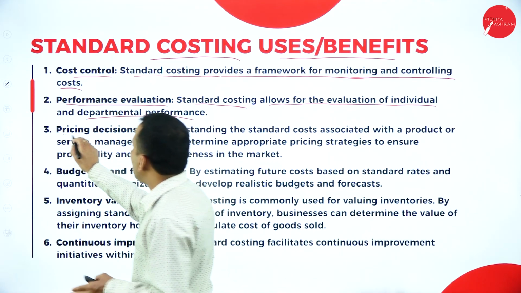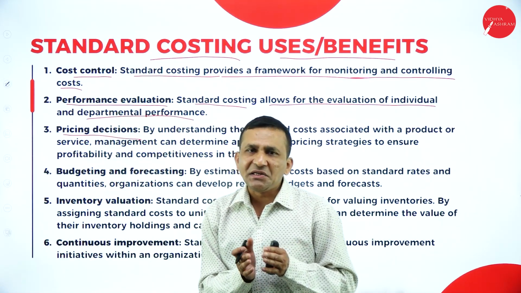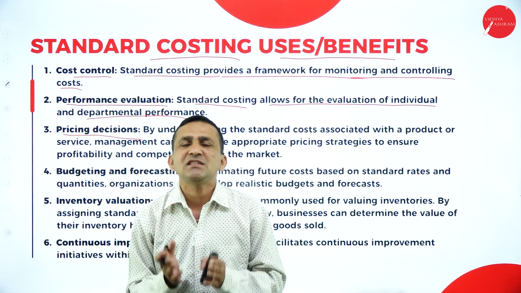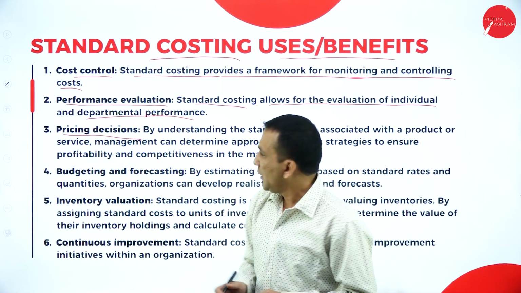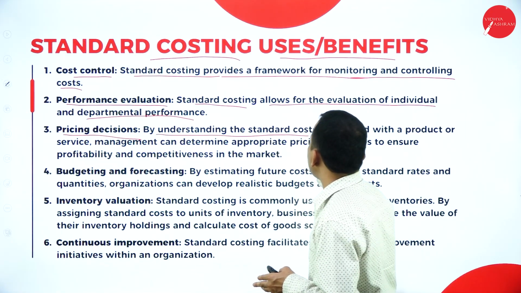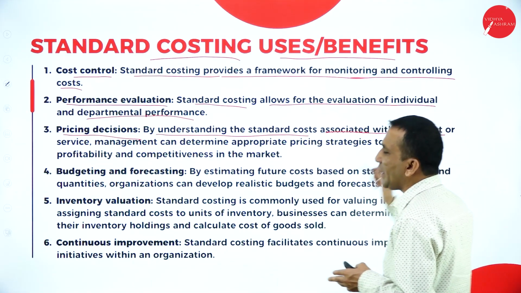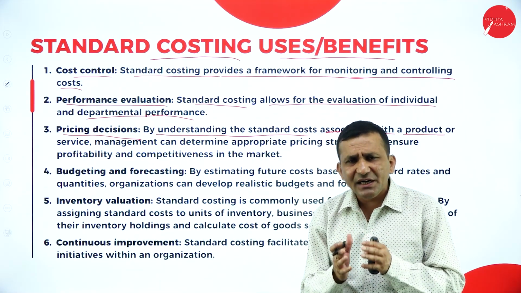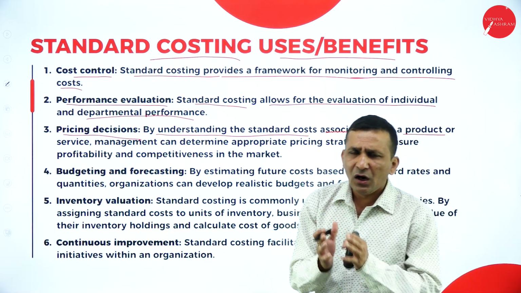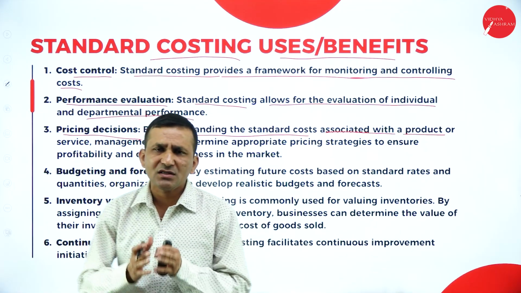So, next one, the pricing decision. At the time of taking a decision or fixing a price for any specific product, the standard costing is very useful. By understanding the standard cost associated with the product, if you want to produce any product, what kind of standard you are setting for the material, and how much you are setting as the standard for the labor or overhead.